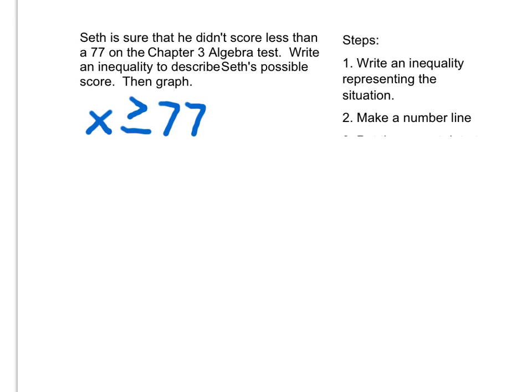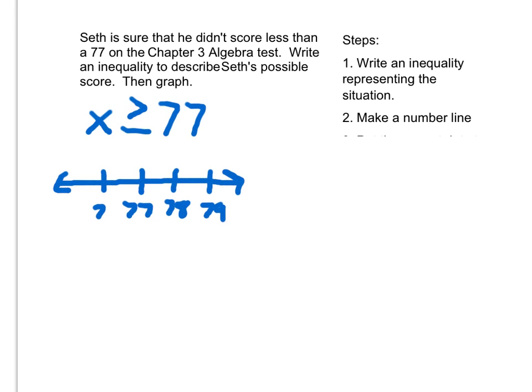Next is to make a number line. Okay? So your number line needs to include numbers around 77, including 77 itself. I always like putting my number in the middle, and I'm just going to put a couple numbers on either side. So here's 78 and 79, and here's 76 and 75.